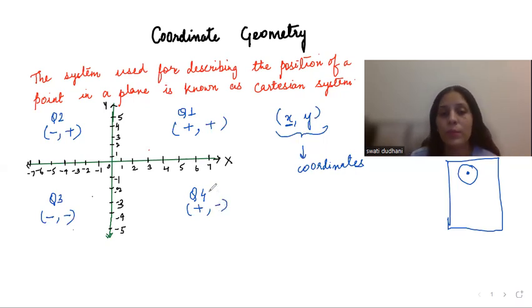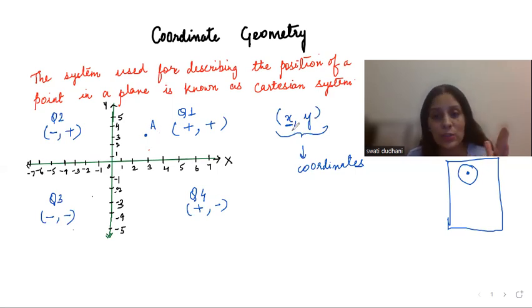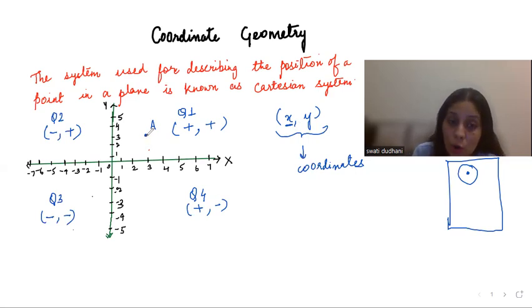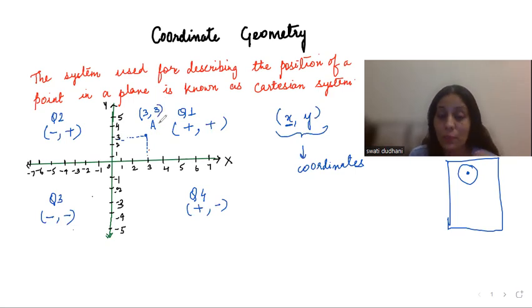Now, how do we represent a point? Let's say I have a point here. Let's say this is a point A. Now, what is the position of this? What are the coordinates of it? We know that to represent the coordinates, we always write x comma y. If I drop this onto the x-axis, it is falling on 3. So my x coordinate is 3. And when I drop it to the y-axis, it is again falling on 3. So the y coordinate is also 3. So the position of A is 3, 3.